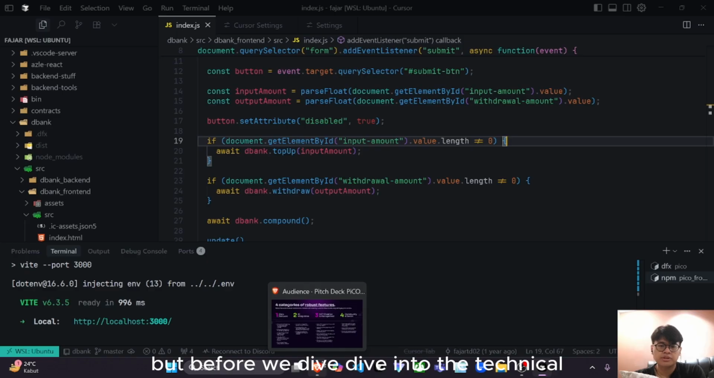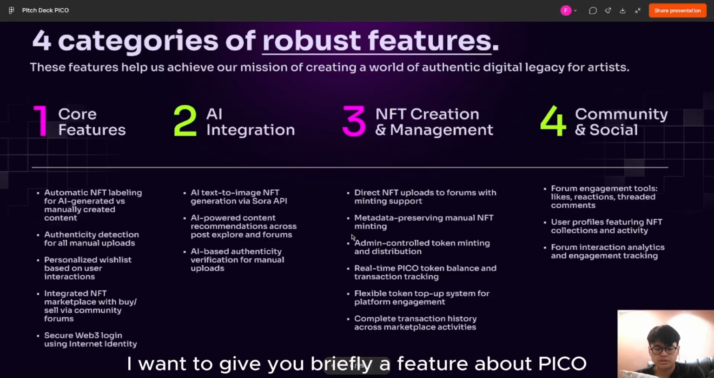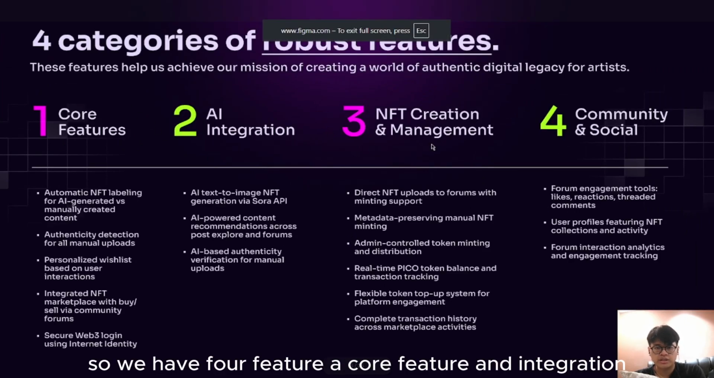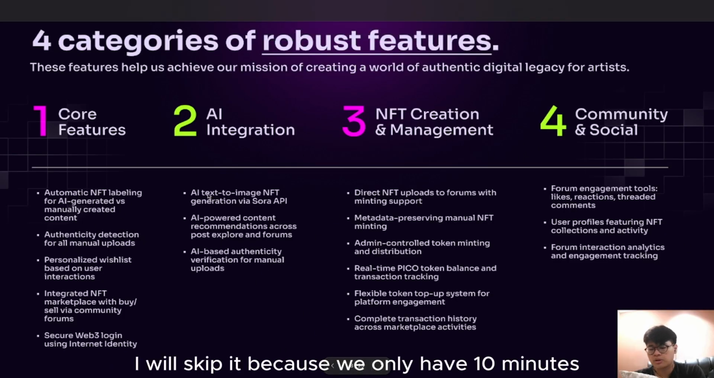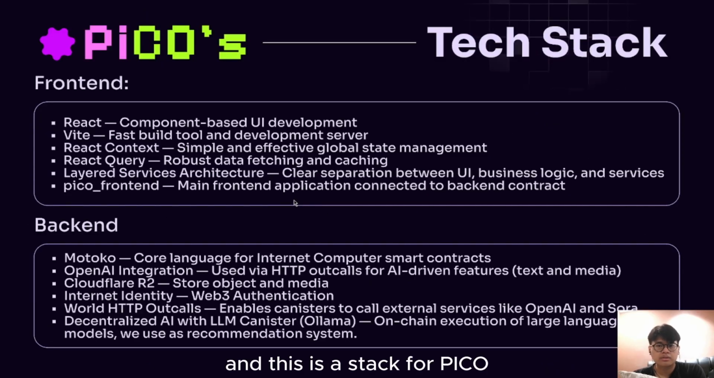But before we dive into the technical side, I want to briefly review the features of Pico. We have four feature groups: core feature, integration and management, and community social. You can pause here and see what our features are. I will skip it because we only have 10 minutes. And this is the tech stack for Pico.